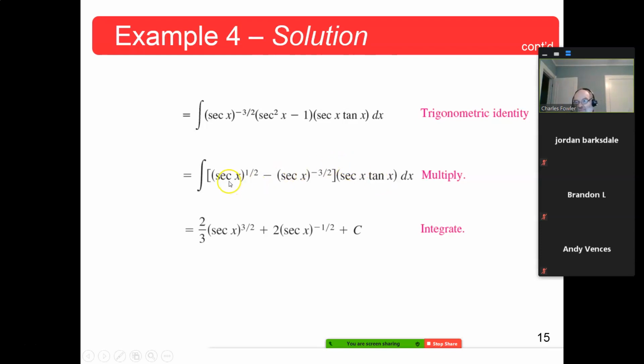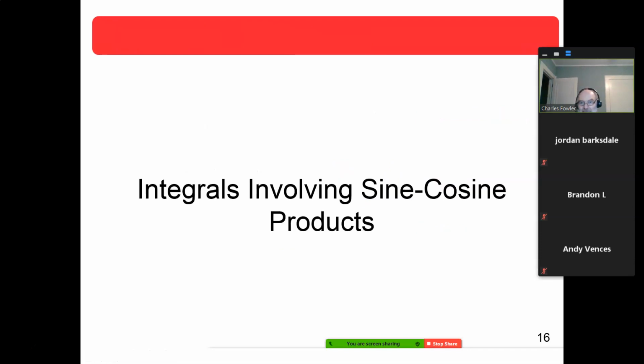So this becomes a secant to the 3/2 when you increase that by 1, and then you divide by 3/2, which is multiplying by 2/3. This one becomes, increase that by 1, and you get secant x to the minus 1/2, dividing by minus 1/2. That changes the minus to a plus, 2/1. And then that, of course, is your du. So there's your answer right there.